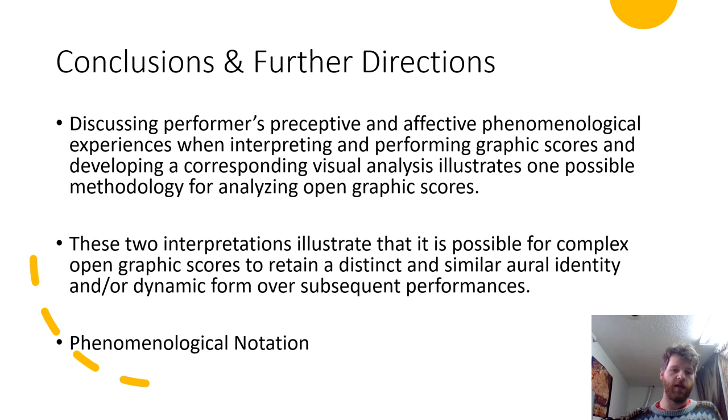The example analyzed, Open Graphic Score number 3, also illustrates an example of what Rob Casey calls phenomenological notation, which is something I hope to explore more in the future. And Casey states that graphic scores strive to become an object in the world that is phenomenally experienced by the performer, taking its place in the expanded web of worldly things: the instrument, the room, the audience, the sights and sounds in which the performer is situated.